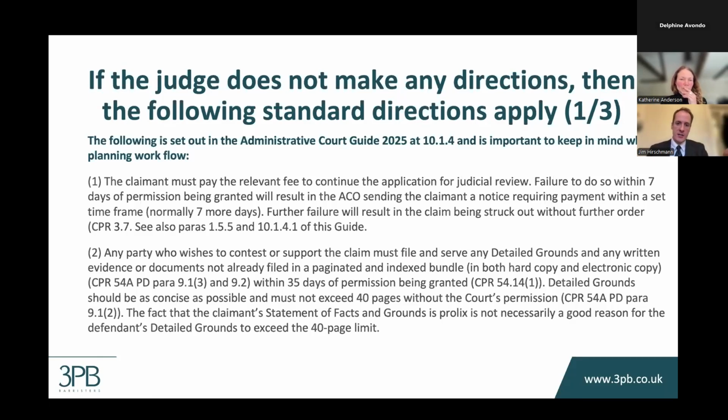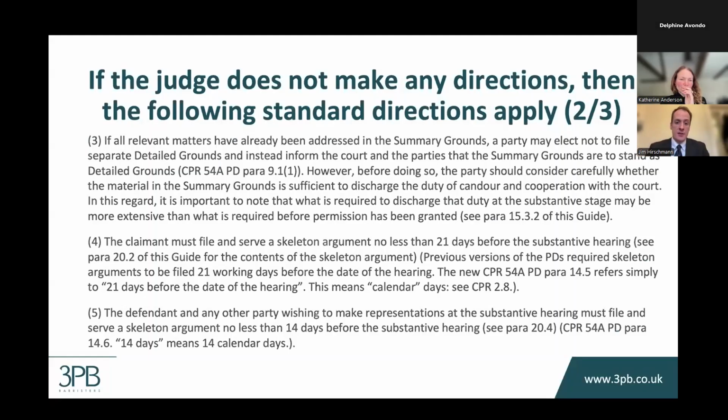But if permission is granted, you get another bite of the cherry, a chance to put in detailed grounds, which usually flesh out your argument more substantively and may enable you to narrow the issues if permission has not been granted on some grounds, for instance. And you've usually got 35 days from permission being granted to do those detailed grounds of resistance. You can just let your summary grounds stand as detailed grounds. So if counsel has been instructed and it's relatively straightforward, it's not unusual for the summary grounds to be quite robust, quite full, and there's then no need to file separate detailed grounds if permission is granted.